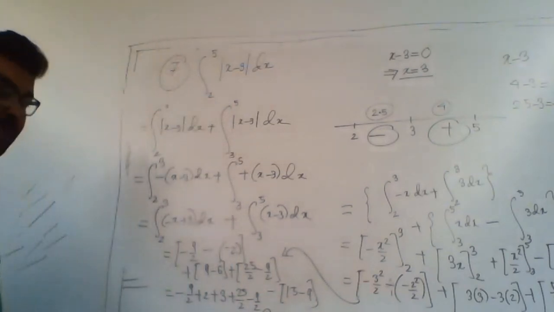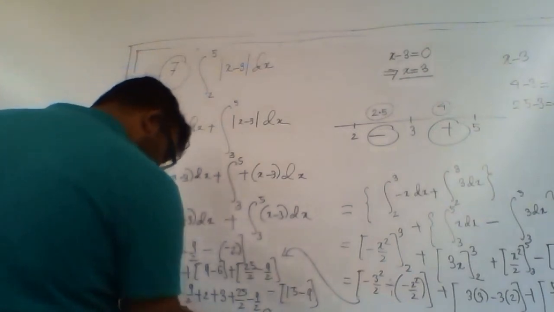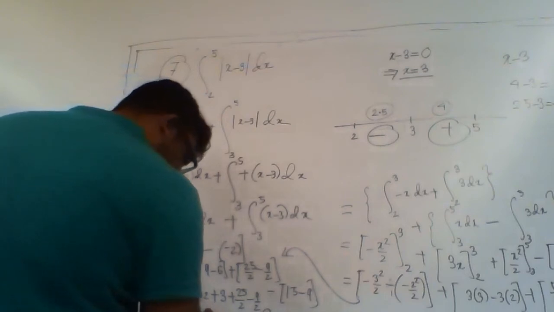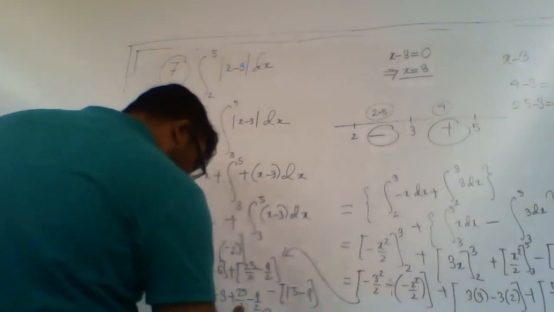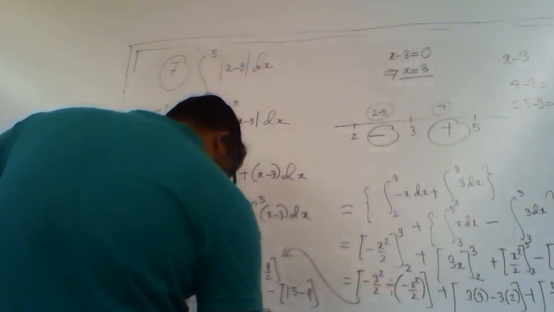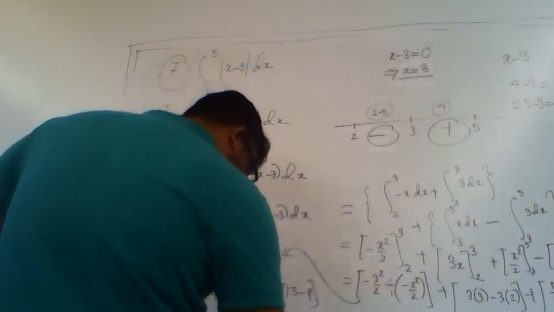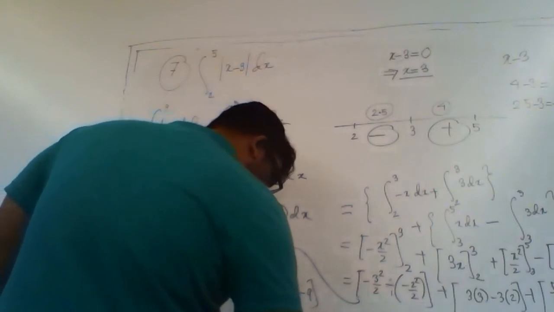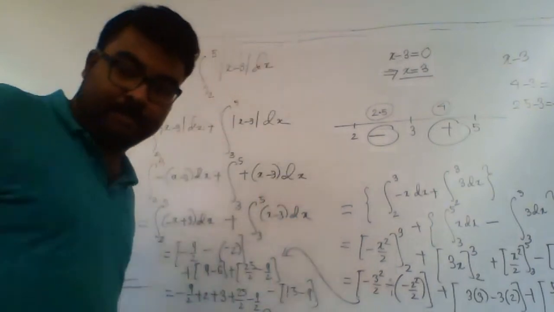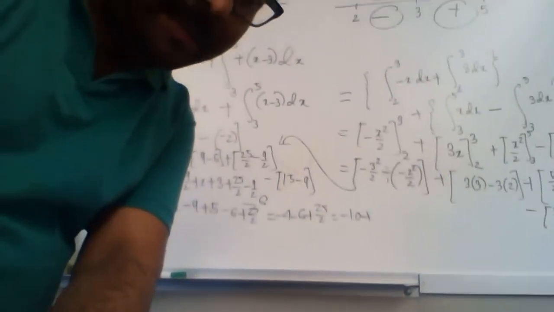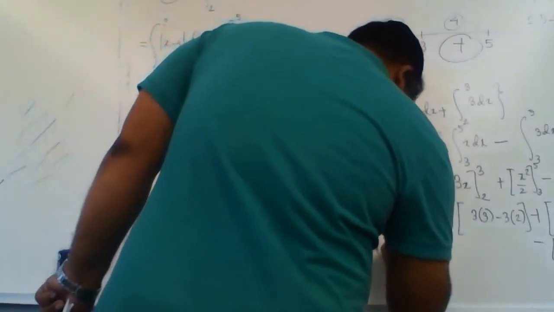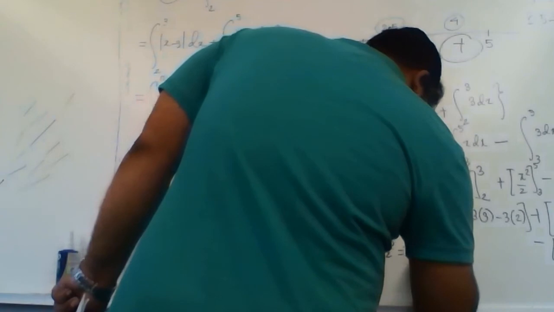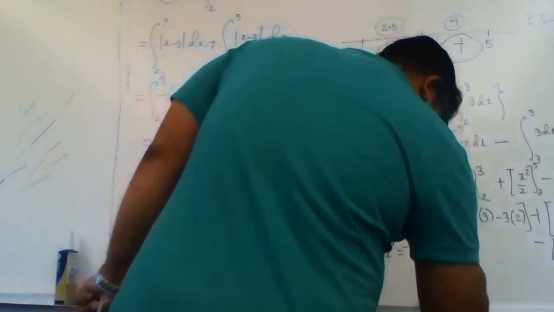So ultimately you will get minus 9 plus 5 minus 6 plus 25 over 2, so you get minus 4 minus 6 plus 25 over 2, you get minus 10 plus 25 over 2. It's not visible to all of you, let me switch it here, so now it might be visible. So it's minus 20 plus 25 over 2, you get 5 over 2 as your answer.